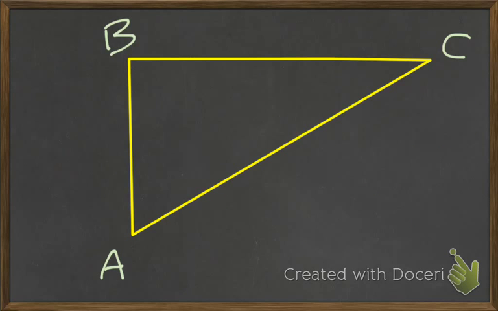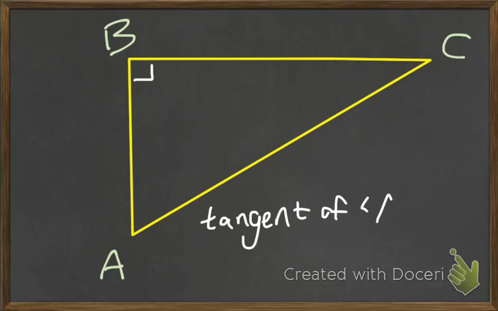So, let's look at an example. Let's say we have right triangle ABC. If we want to look at the tangent ratio, let's say we want to look at the tangent of angle A. What that means is you're going to look at the ratio of the side lengths in a specific order as well. So I'm going to write this down in the top corner here.